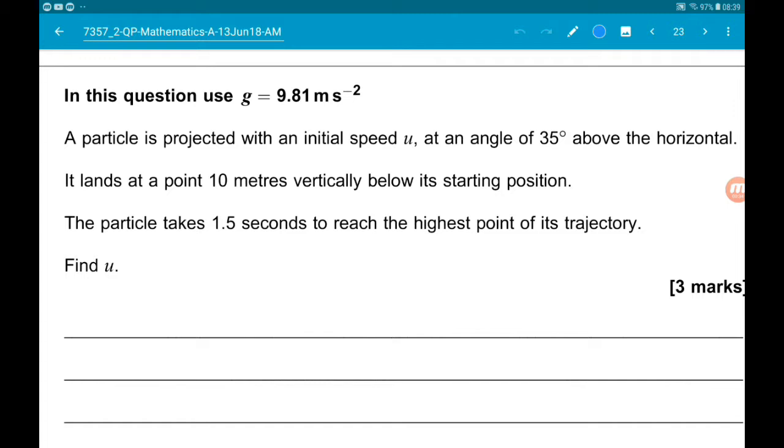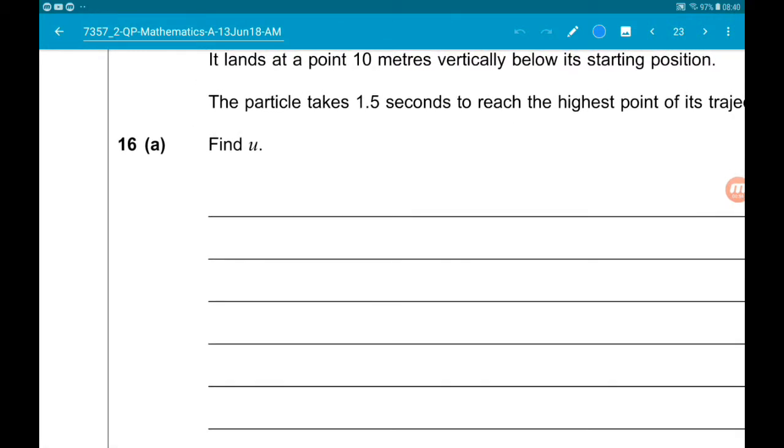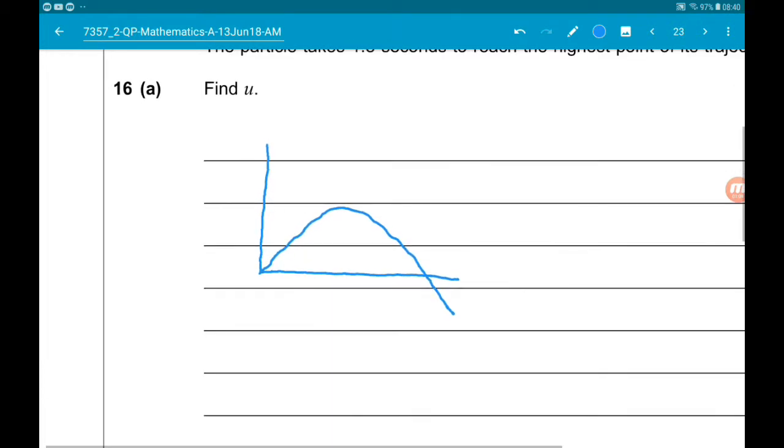It lands at point 10 meters vertically below its starting position. The particle takes 1.5 seconds to reach its highest point of its trajectory. Part A wants us to find u. So first up, let's make a little sketch. This is the sort of thing that we've got going on.